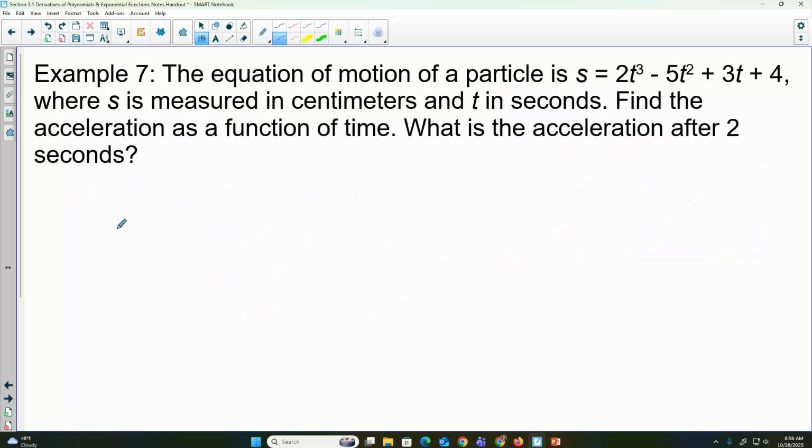Now this one, the equation of motion of a particle is 2t to the third minus 5t squared plus 3t plus 4. S is in centimeters, t is in seconds. Find the acceleration as a function of time. This is position. How do we get acceleration? Second derivative. The first derivative is velocity.